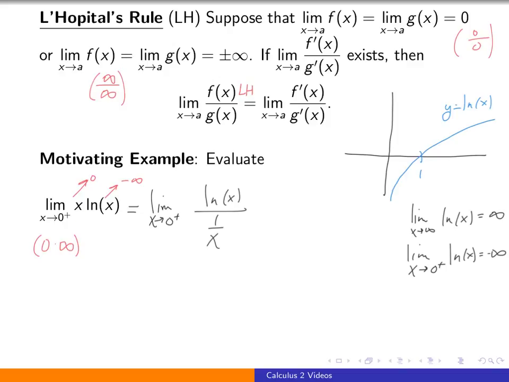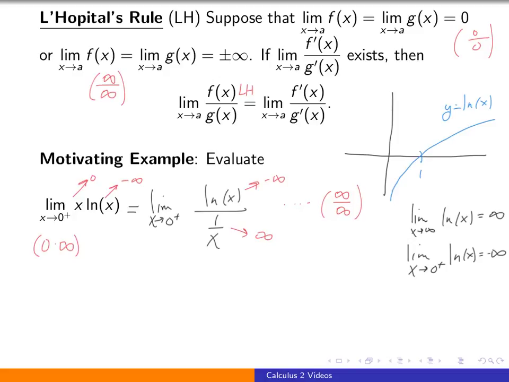Now, why have we done this? As x goes to 0 from the right, ln of x, a moment ago we said, goes to minus infinity, and 1 over x, as you approach 0 from the right, goes to positive infinity. So this is an indeterminate form of type infinity over infinity, which means we can apply L'Hopital's rule.